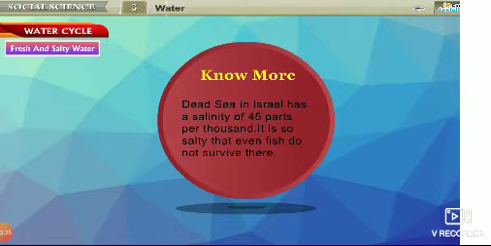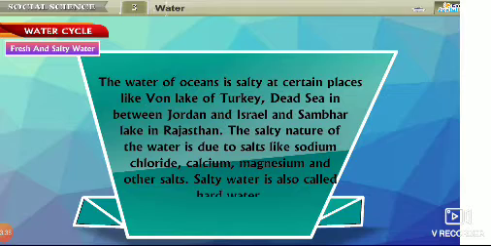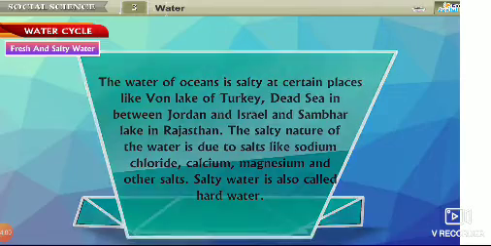Dead Sea in Israel has a salinity of 45 parts per thousand. It is so salty that even fish do not survive there. The water of ocean is salty at certain places like Van Lake of Turkey, Dead Sea in between Jordan and Israel, and Sambhar Lake in Rajasthan. The salty nature of the water is due to salts like sodium chloride, calcium, magnesium, and other salts. Salty water is also called hard water.